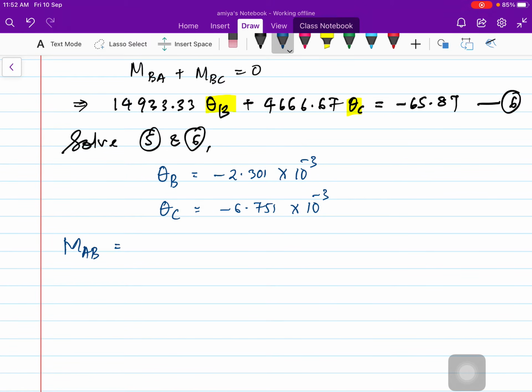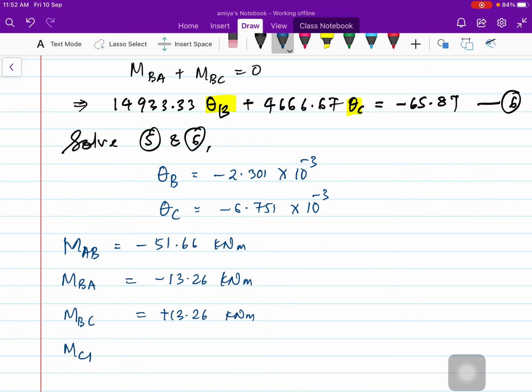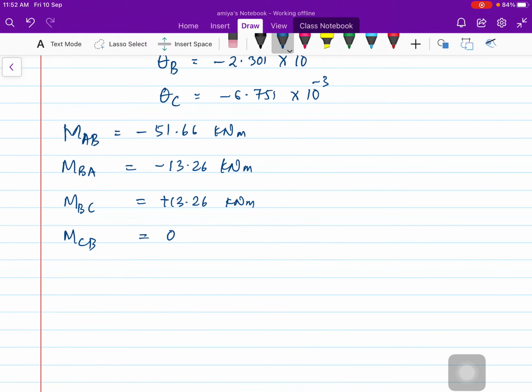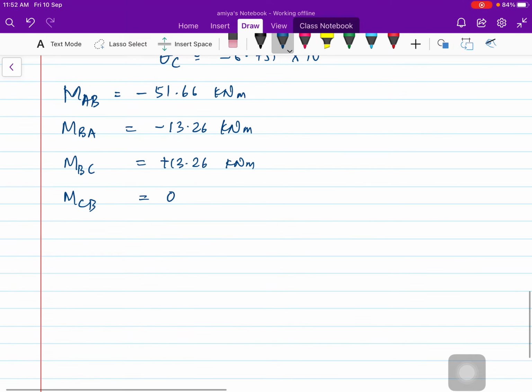So MAB, once we put these values of theta B and theta C, you get 51.66 kilonewton meter. MBA is minus 13.26 kilonewton meter. MBC is equal to plus 13.26 kilonewton meter. And we already know MCB is equal to 0. So we have calculated the moments of the beam using the slope deflection method. Let's also draw the shear force and bending moment diagram.